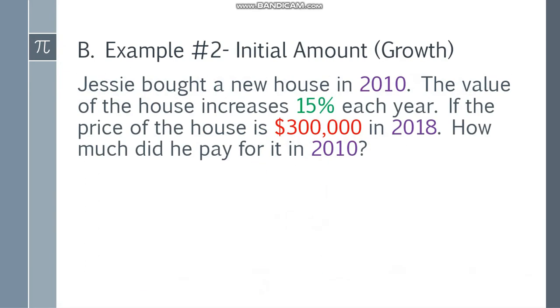Next one, example number 2, initial amount naman yung hinahanap. So, we're still in growth. Jesse bought a new house in 2010. The value of the house increases by 15% each year. If the price of the house is $300,000 in 2018, how much did he pay for it in 2010?